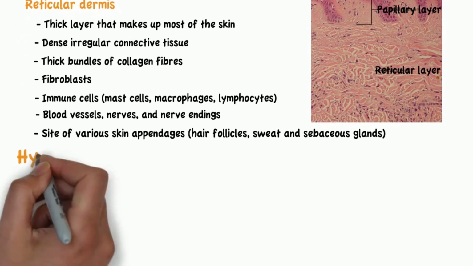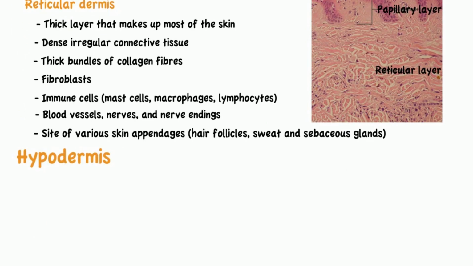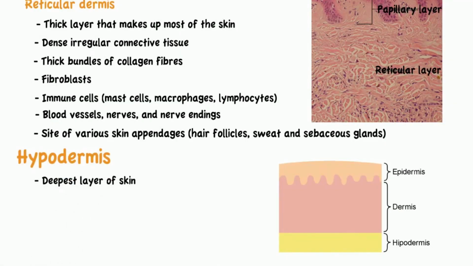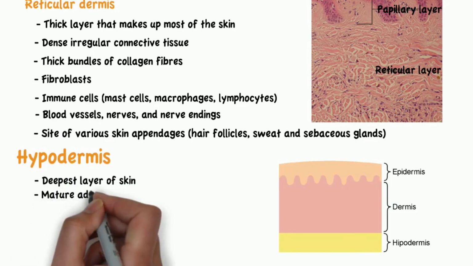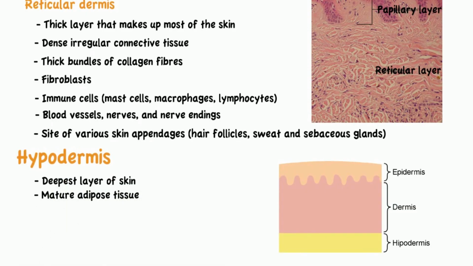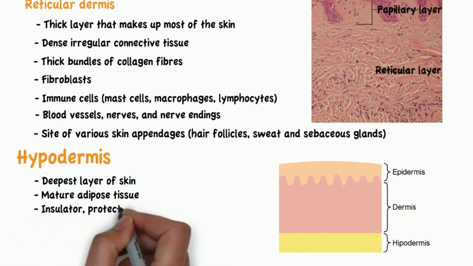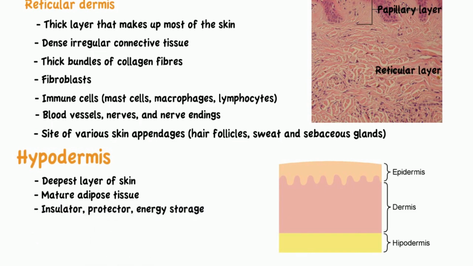We then have the hypodermis. The hypodermis is the deepest layer of skin, and it is composed of mature adipose tissue. It functions as an insulator, protector, and as an energy storage. The thickness of the hypodermis will vary between individuals and places of the body.